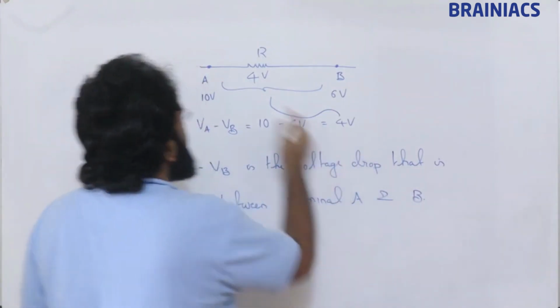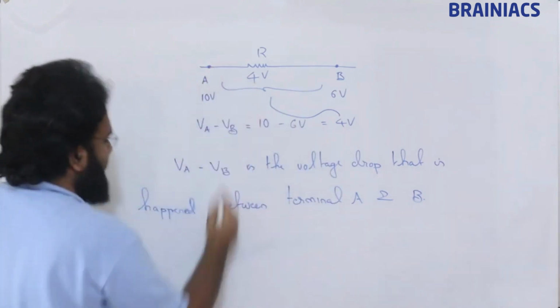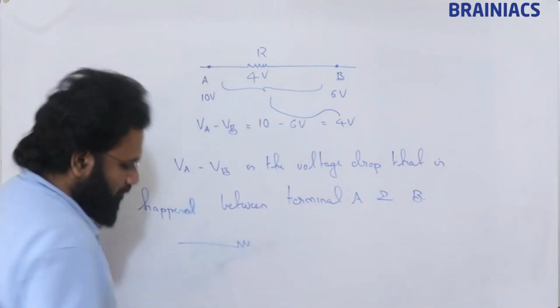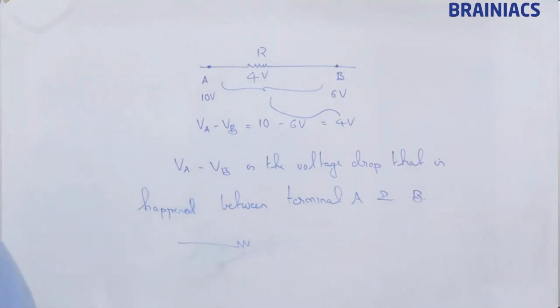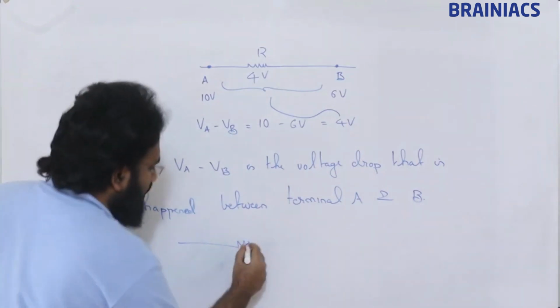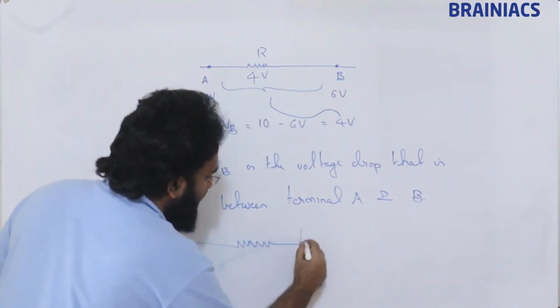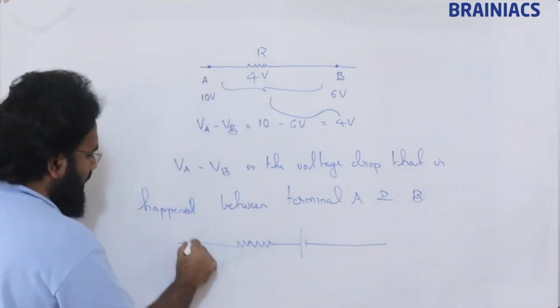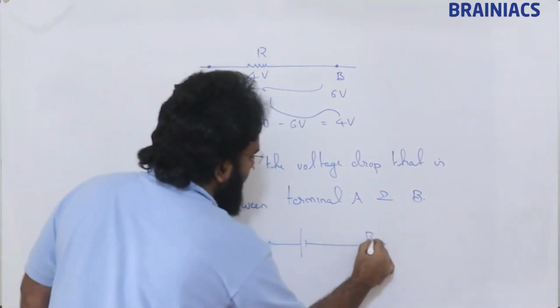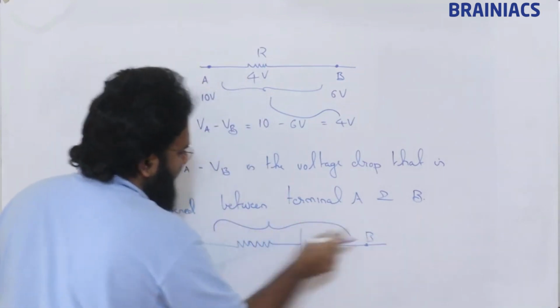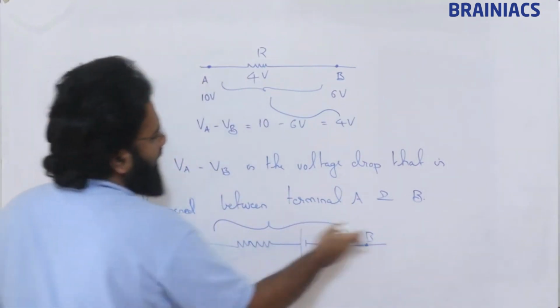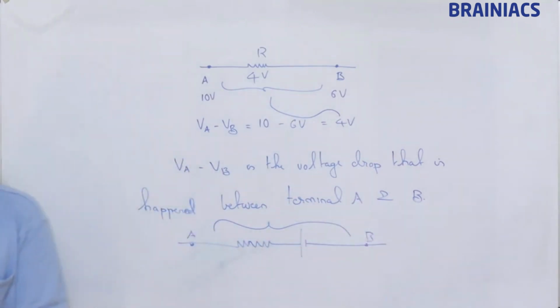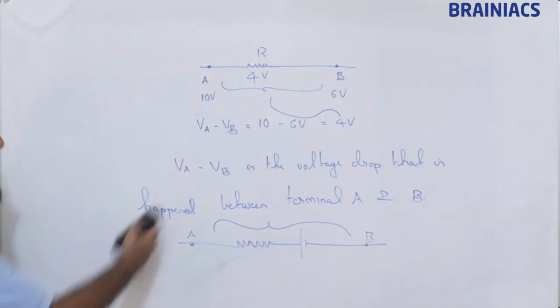Okay, clear? Suppose instead of this, a battery is also there, if this is A, this is B, then how much is the voltage in between? That will be the voltage difference between A and B. So with this introduction, we will do simple problems and we will make the concepts clear. Okay, clear? Note it down.